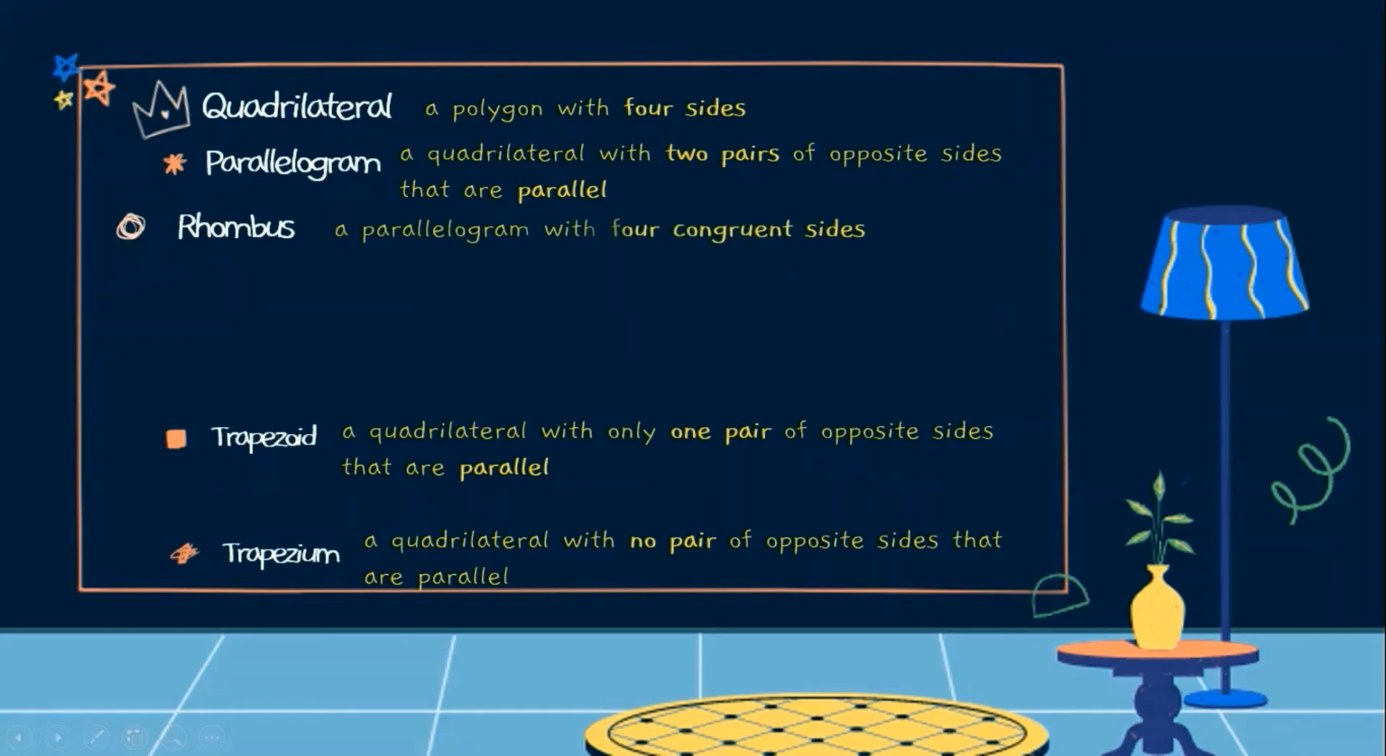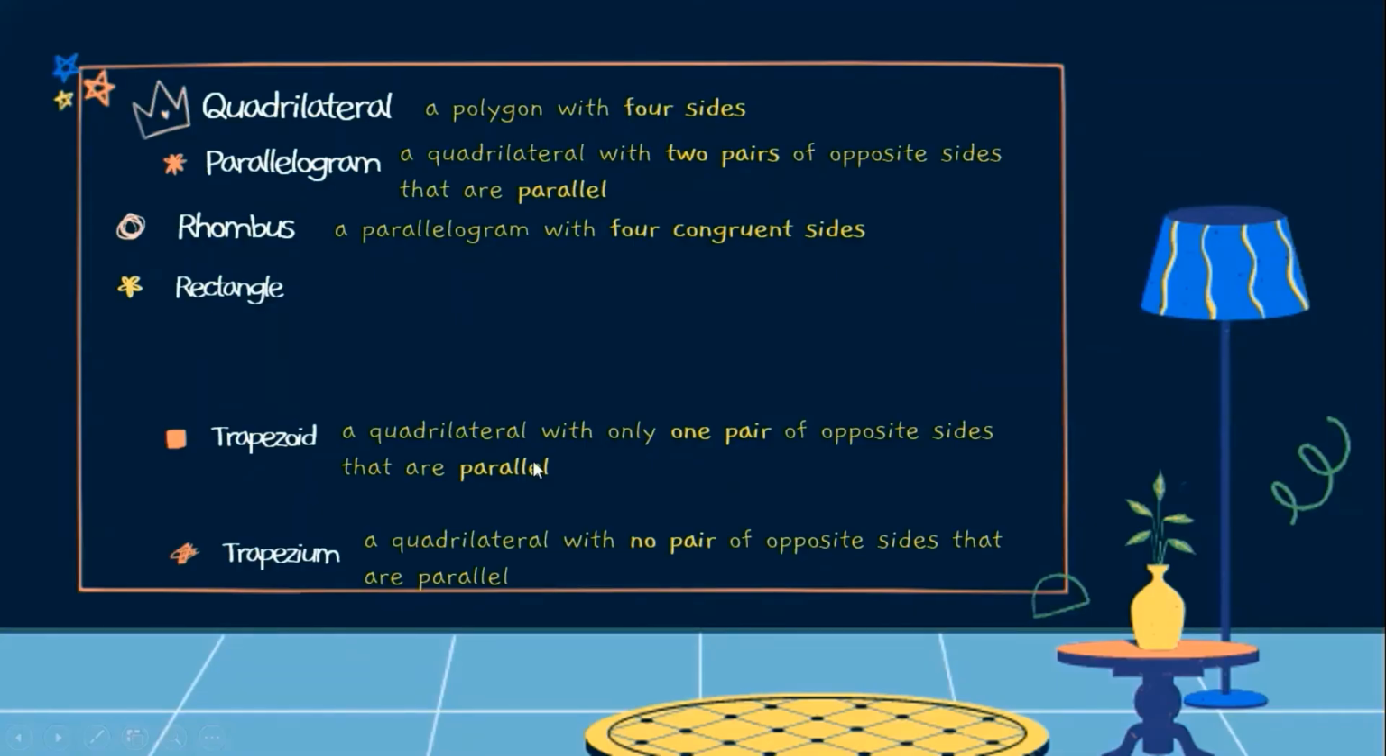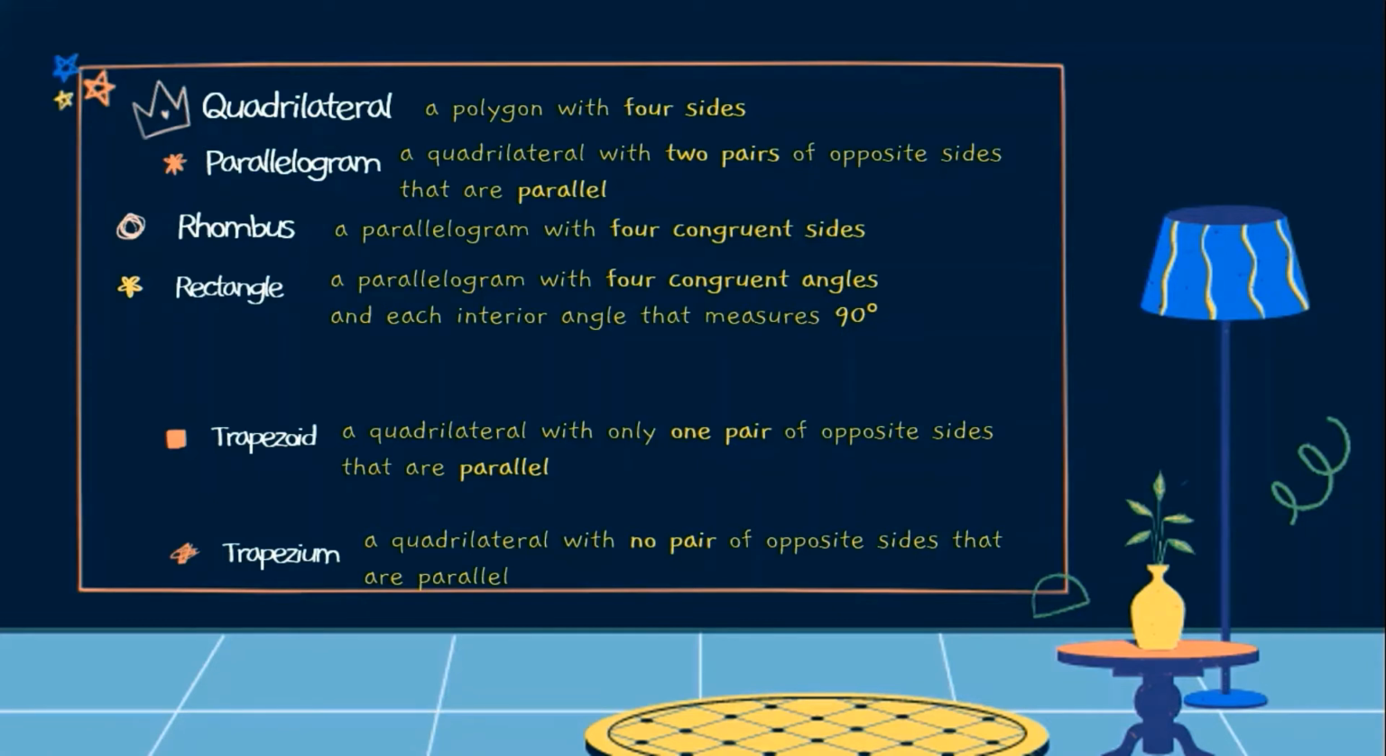A rhombus is a parallelogram with 4 congruent sides. Rhombus in plural form, rhombi. And this is how a rhombus looks like. Lahat ng mga side ng rhombus ay congruent, meaning kung ano ang sukat ng isang side, ganun din yung sukat ng 3 pang natitira. While a rectangle, on the other hand, it's a parallelogram with 4 congruent angles, and each interior angle measures 90 degrees.